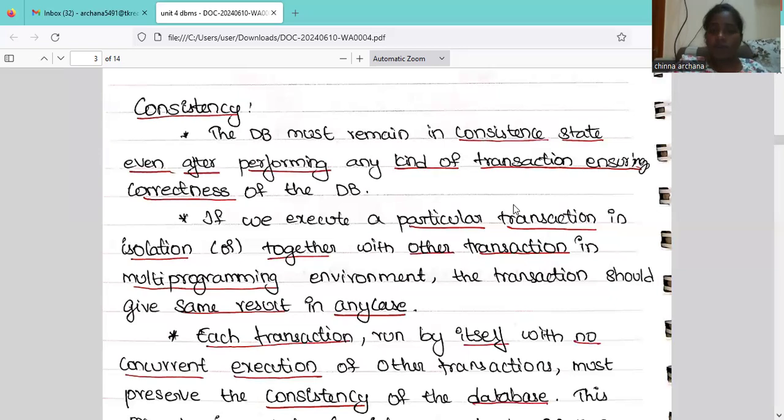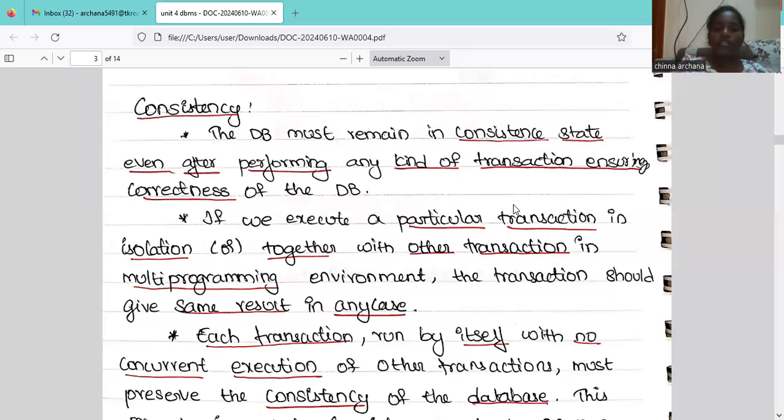The database must remain in a consistent state even after performing any kind of transaction, ensuring the correctness of the data. Same thing. However many transactions are done, whatever kind of transaction it has undergone, at the end of the transaction the correctness of the data should be there. Okay, so this is another property of transactions in the database.